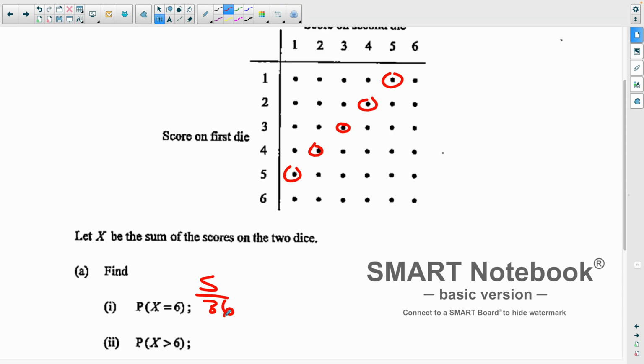Probability that X is greater than 6. Where is it talking about now? Greater than 6, all these dots down here. So I'm going to count those dots. 1, 2, 3, 4, 5, 6, 7, 8, 9, 10, 11, 12, 13, 14, 15, 19, 20, 21. 21 out of 36.